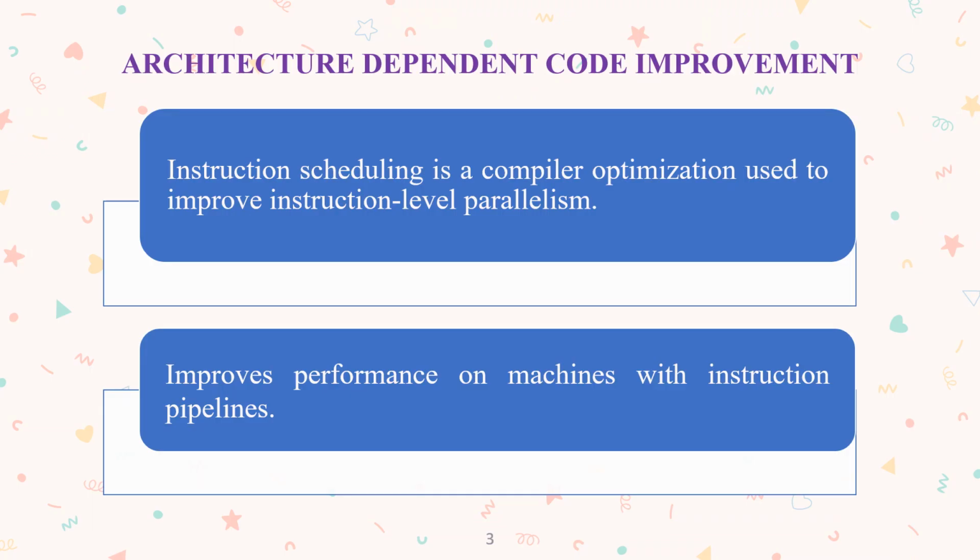Architecture Dependent Code Improvement. Here we need to take care of optimization. That is, instruction scheduling is a compiler optimization used to improve instruction level parallelism. Instruction scheduling improves performance on machines with instruction pipelines. Pipeline is a technique where multiple instructions are overlapped during execution. Pipelines are connected with one another to form a pipe-like structure.